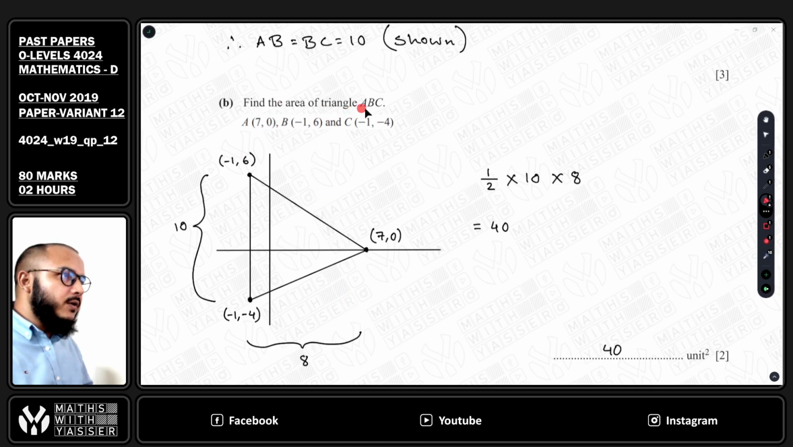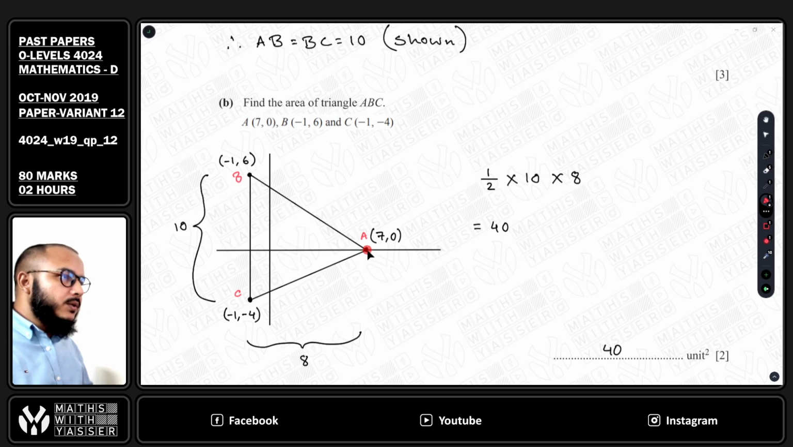Then it says find the area of the triangle ABC. And these are their respective coordinates, which were already provided in the question. So for this, I would suggest you draw a sketch of the triangle. And when you do the sketch, you will see that the line segment BC is a vertical line because the x coordinate for the point B is -1. Also, the x coordinate for C is also -1. So it should be a vertical line. And we have the point A over here.